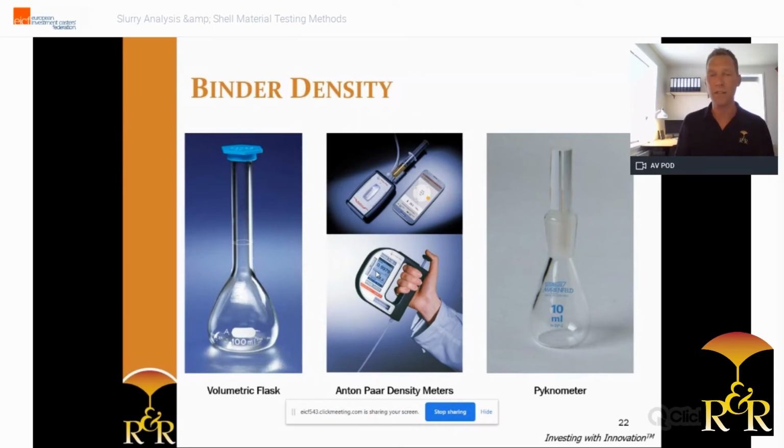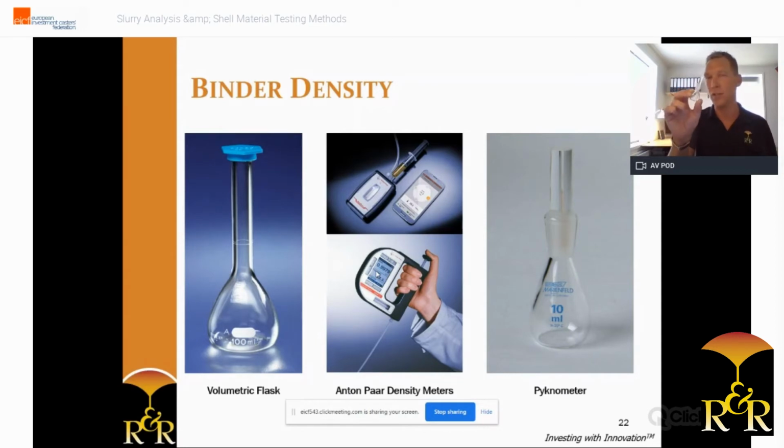But there is a drawback, because it's quite sensitive to human errors due to the visual interpretation of the liquid phase against a really fine line in the flask. It's often quite difficult to see where the meniscus is exactly placed because of the surface tension of the binder and the collar. I think what is actually a better method is the use of a pycnometer.